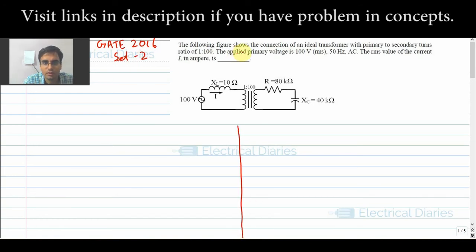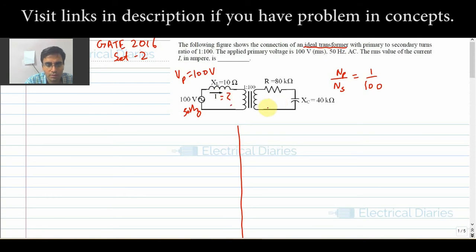The question says the following figure shows the connection of an ideal transformer with primary to secondary turns 1:100, NP:NS. The applied primary voltage is 100 volts, 50 hertz AC. The RMS value of the current I in amperes. We have to find out this I.